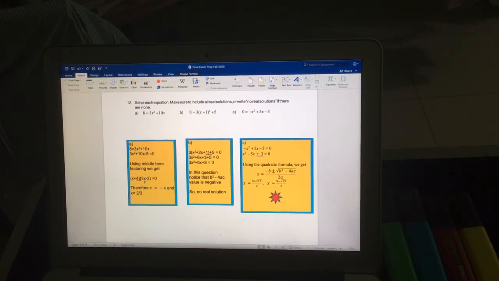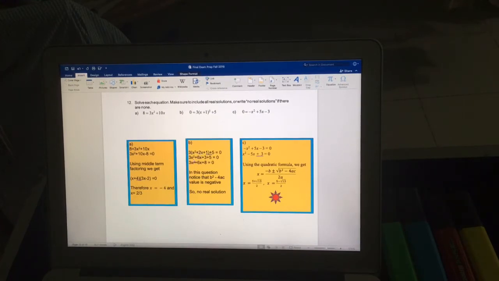This way is also possible. Ultimately this is the solution: x plus 4 and 3x minus 2. Then if you do the simplification, the answer comes x equals -4 from here, and x equals plus 2/3 from here. This one, you see, is x plus 1 whole square, which means we have to use the formula a square plus twice ab plus b square. So this is the formula done here.